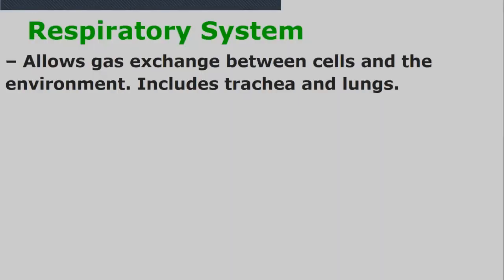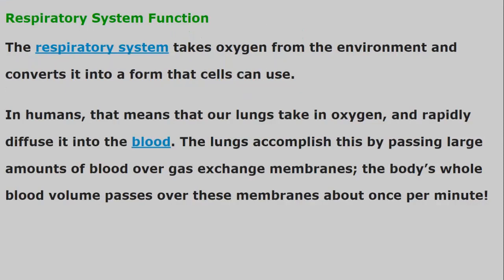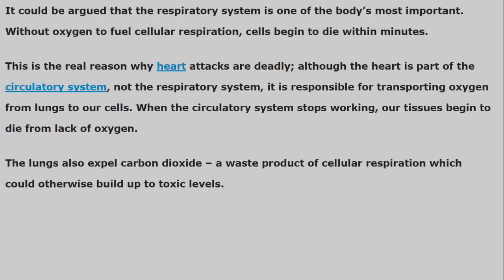Okay, we're going to start with the respiratory system. It allows gas exchange between cells and the environment and includes the trachea and the lung. The respiratory system takes oxygen from the environment and converts it into a form that cells can use. In humans, that means that our lungs take in oxygen and rapidly diffuse it into the blood. The lungs accomplish this by passing large amounts of blood over gas exchange membranes. The body's whole blood volume passes over these membranes about once per minute.